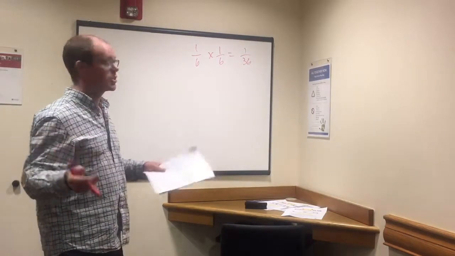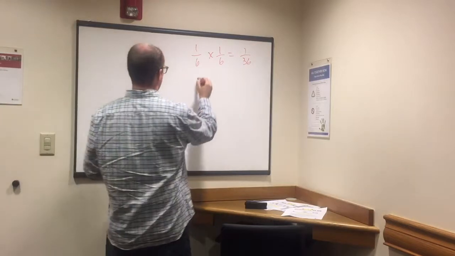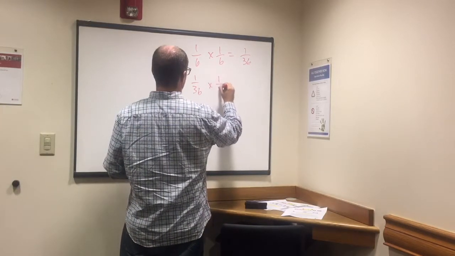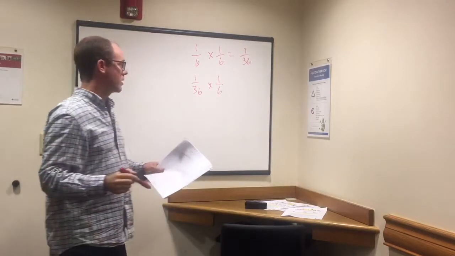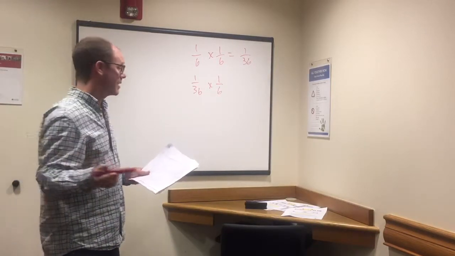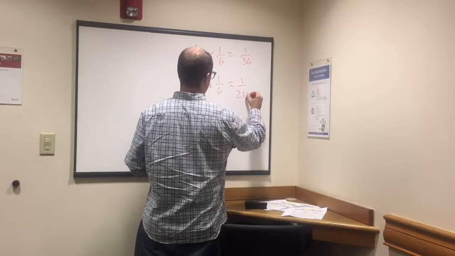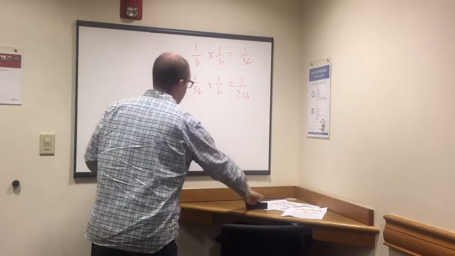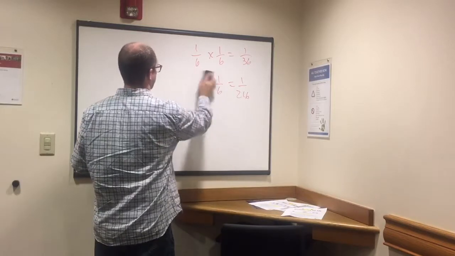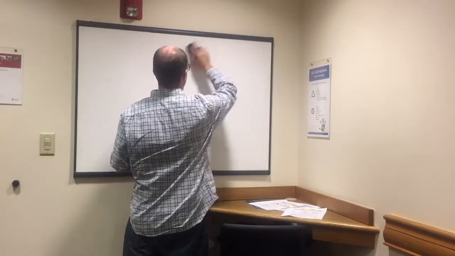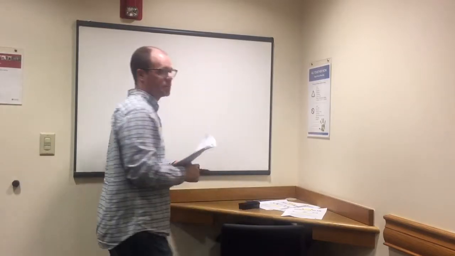Right? And what if the question was 3 consecutive ones? Then we would have the 1 over 36 times 1 over 6. We just multiply it by 1 over 6 again. So that equals 1 over 216. Okay, so that's how we do consecutive numbers with dice. Just keep multiplying by 1/6.